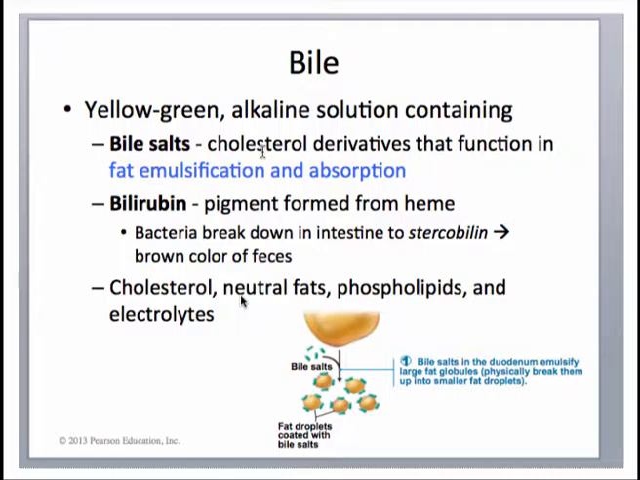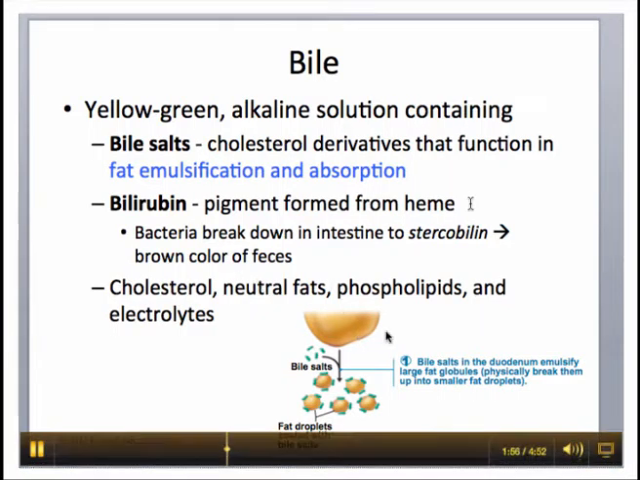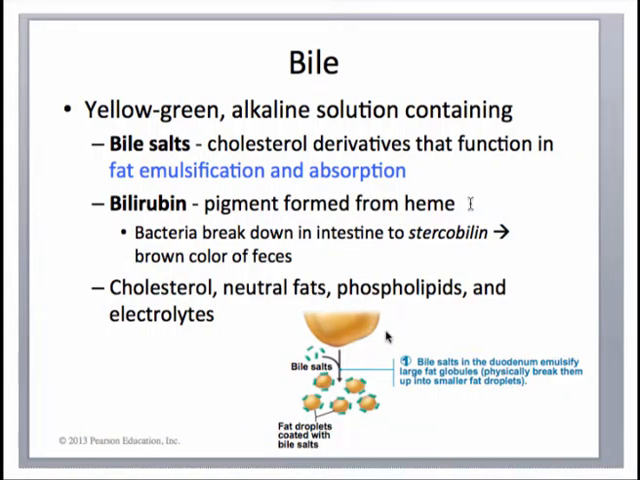The bile salts are really derivatives of cholesterol that help to, again, emulsify fats and help to facilitate that absorption. The bilirubin, again, is the pigment that's formed here from heme. So when hemoglobin is broken down, heme forms that bilirubin. And bacteria can break it down in the intestines as well to a pigment that really pertains to the brown color of our feces.